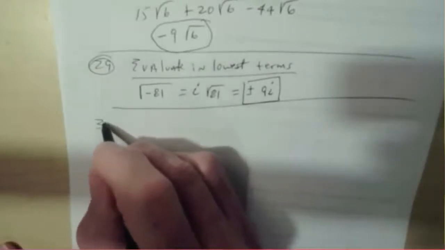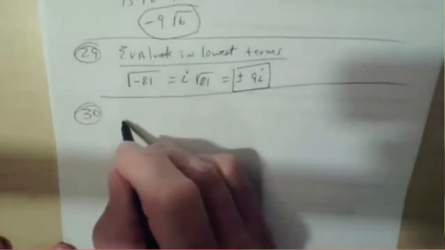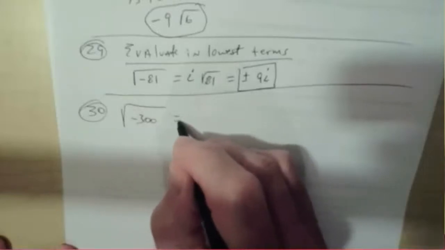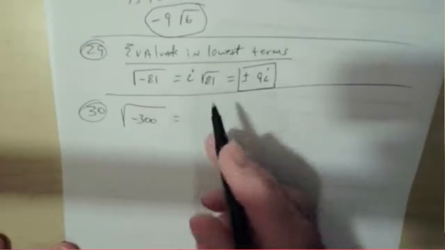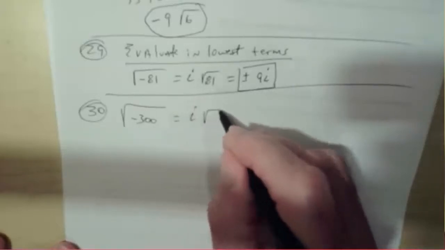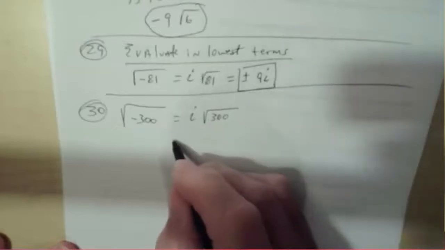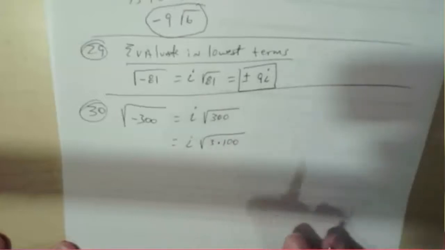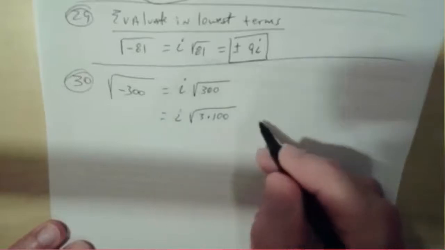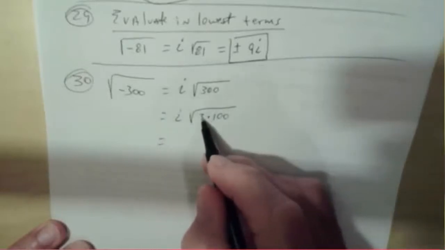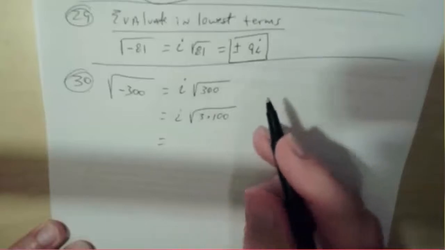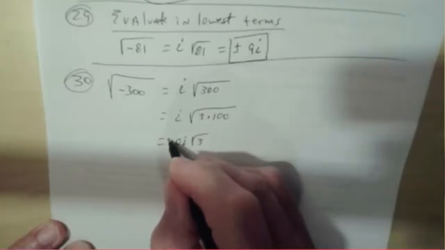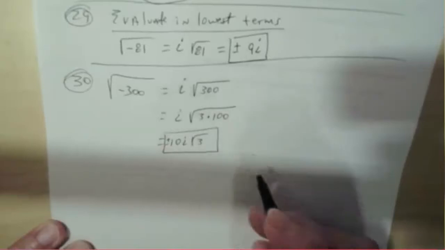Now, number 30, last one. Square root of negative 300 is, okay, the negative comes out of the radical as an i. Square root of 300. We know that that's i times the square root of 3 times 100. So this equals square root of 3. The square root of 100 is 10. 10i square root 3. Actually, it's plus or minus.